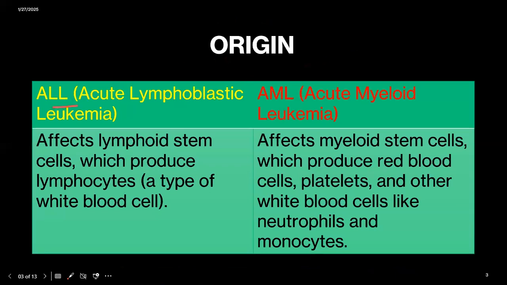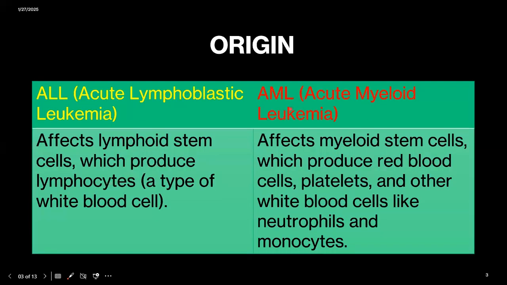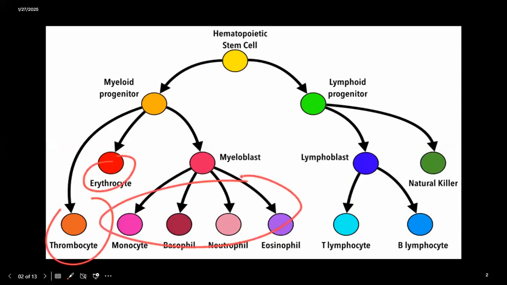Origin: ALL, acute lymphoblastic leukemia, affects lymphoid stem cells, which produce the lymphocytes, as we have discussed: lymphoid progenitor, lymphoblasts, B and T lymphocytes, and the natural killer cells. AML, acute myeloid leukemia, affects the myeloid stem cells, which produce the red blood cells, platelets, and other white blood cells like the neutrophil and monocytes, as we have discussed.